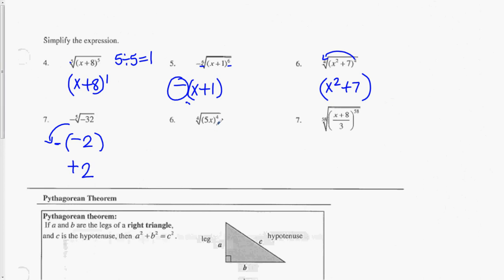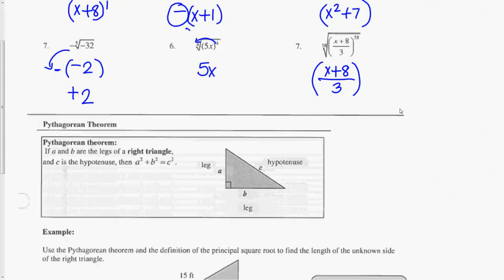For 5x to the 4th, all of that's in parentheses. 4 divides by 4 one time, so that'll come out as a 5x. For x plus 8 over 3 to the 5th power, if you just divide the underneath exponent by the index number, whatever is with that exponent underneath is what comes out. And so that comes out as x plus 8 over 3.